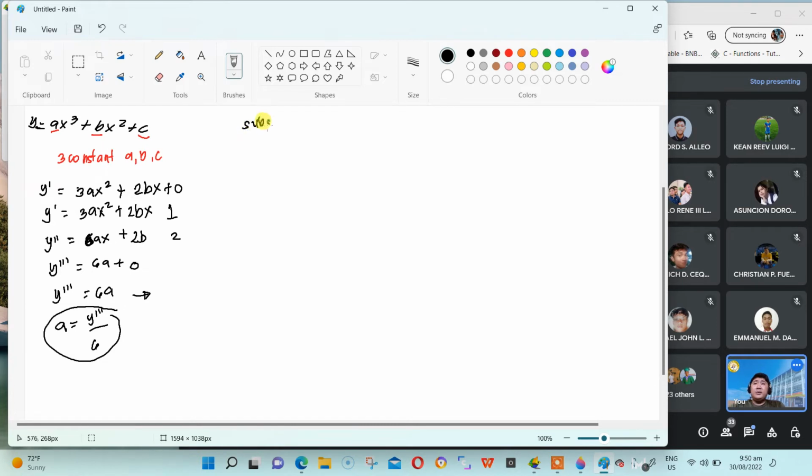So let's try first substituting a, which is equal to y triple prime over 6, into y prime. So y prime is equal to 3a x squared plus 2bx. Substitute that one, you have y prime equals 3 times y triple prime over 6 times x squared plus 2bx.